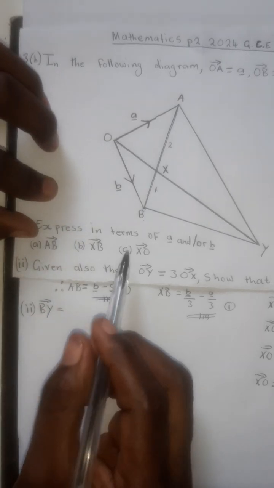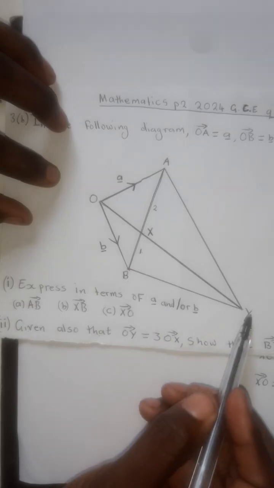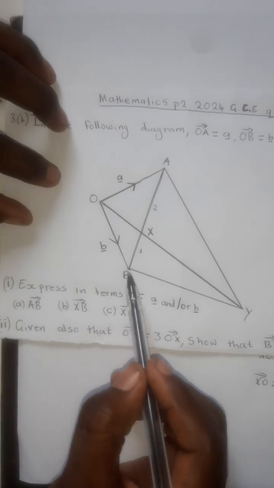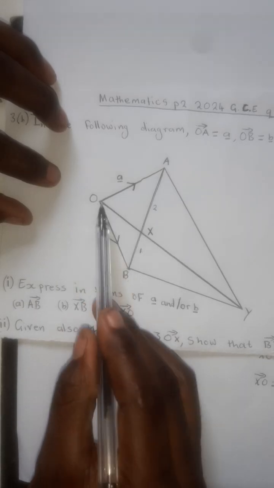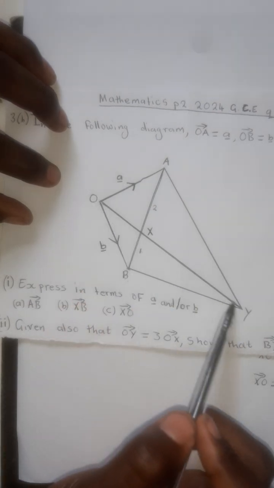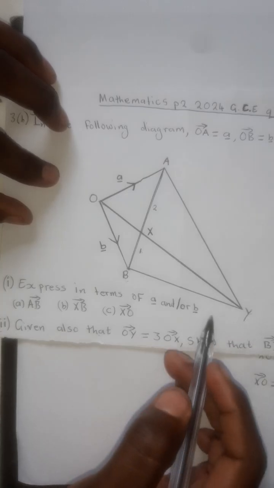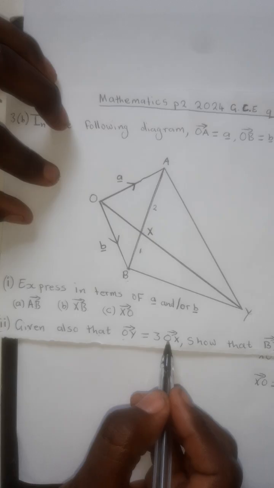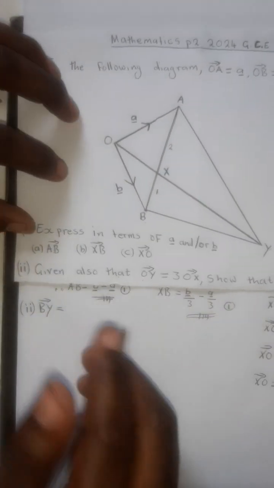So if we go back to our diagram, where is B? B is here. For me to move from B to Y, I can just say I'll first move from B to O. There's a route here, from B to O, then from O to Y. Why am I using this route? Because there's no route here, but I can find that route because they've given me the formula in the question. They've said OY is equal to 3OX. Take note of that. Okay, so let's write the formula first.